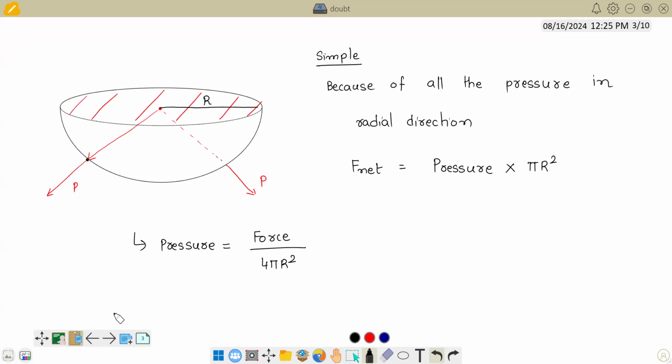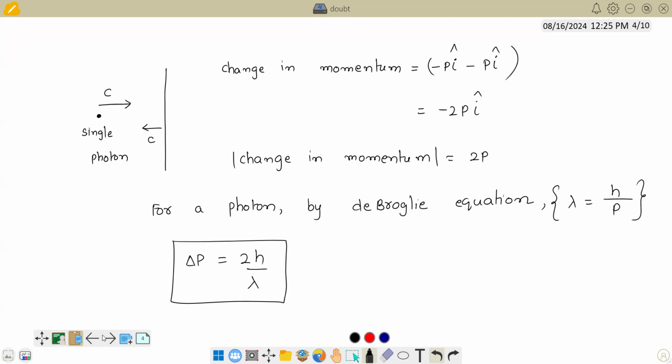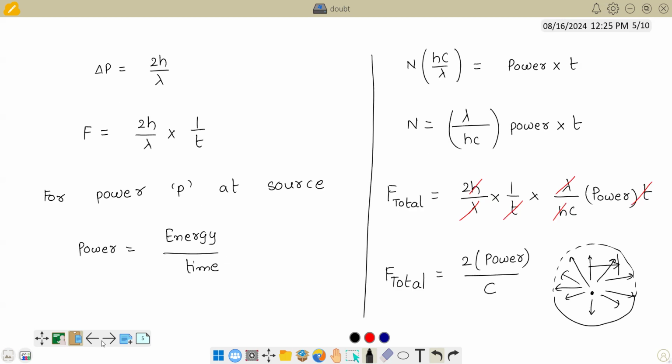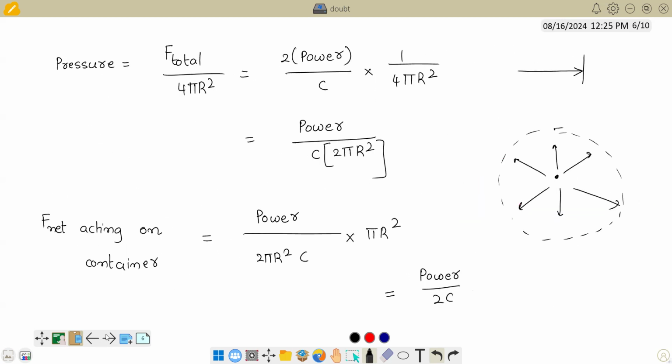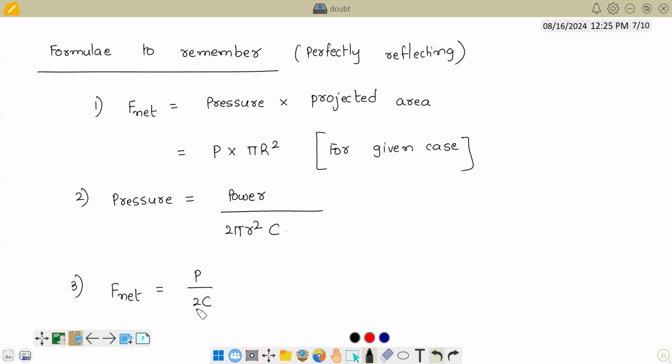F net equals pressure into pi r square. How did we get this as pressure into pi r square? What is the equation for pressure and all that? We have checked it in detail. And you had better write the formula summary also for this case. Hope you understood how I have solved.